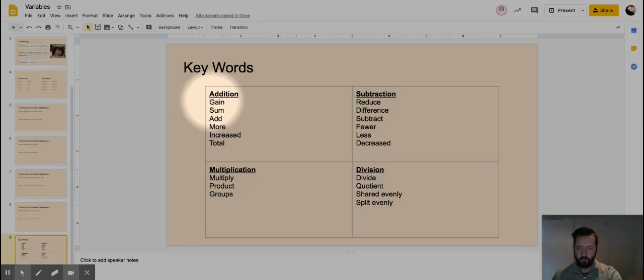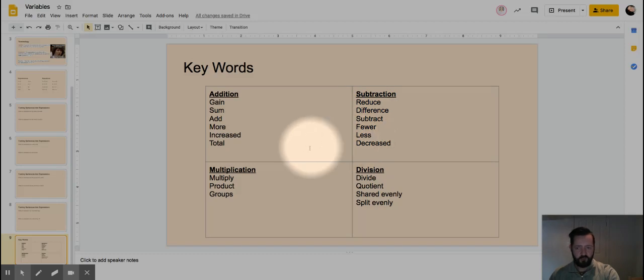So for addition style problems, you might see words like gain or sum or add or more. John has 5 more than his friend, or the amount increased, or find the total of this and this. So those are all really good keywords to just help you realize that you're supposed to be adding numbers together. And then subtraction, we would have kind of the opposites of those words for addition. We would have reduce, difference, subtract, fewer, less, decreased. So those will be really helpful for you to recognize those words.